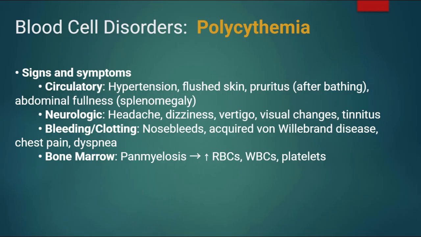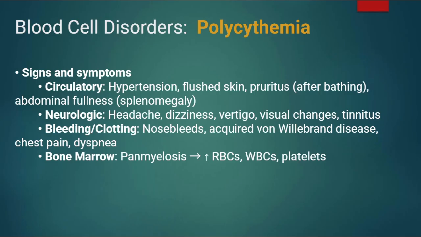Neurologic symptoms are common and include headache, dizziness, vertigo, visual disturbances, and tinnitus. These result from sluggish blood flow and reduced oxygen delivery to the brain and sensory organs. Bleeding and clotting risks occur simultaneously. Although blood is thick and prone to clotting, patients can also develop acquired von Willebrand disease, a bleeding disorder that leads to nosebleeds, easy bruising, or prolonged bleeding.